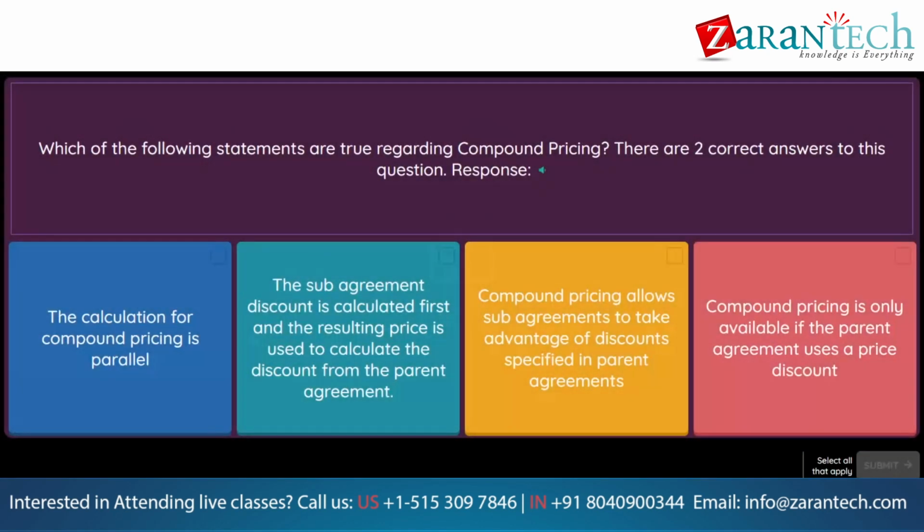Question: which of the following statements are true regarding compound pricing? There are 2 correct answers to this question. Response: Option 1, the calculation for compound pricing is parallel. Option 2, the sub-agreement discount is calculated first and the resulting price is used to calculate the discount from the parent agreement. Option 3, compound pricing allows sub-agreements to take advantage of discounts specified in parent agreements. Option 4, compound pricing is only available if the parent agreement uses a price discount.